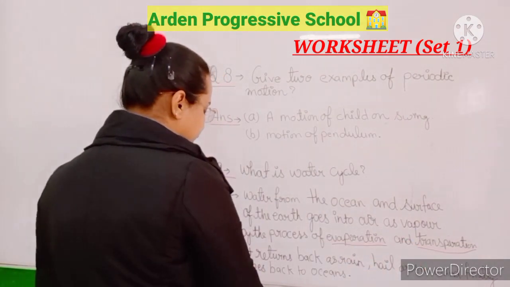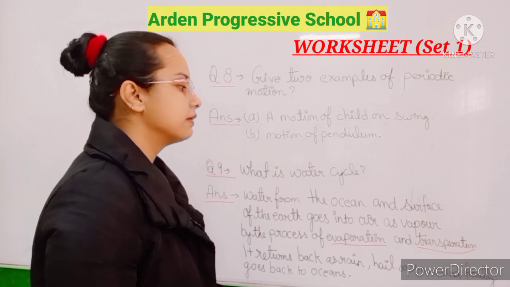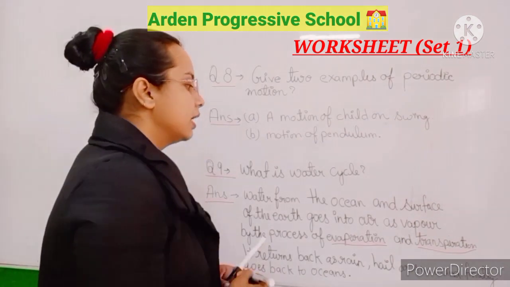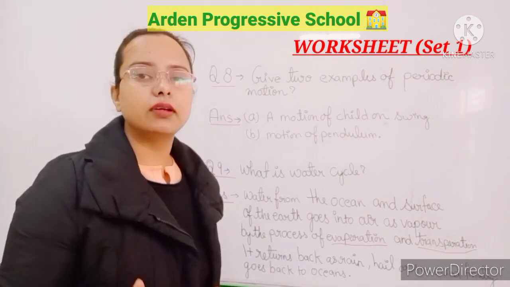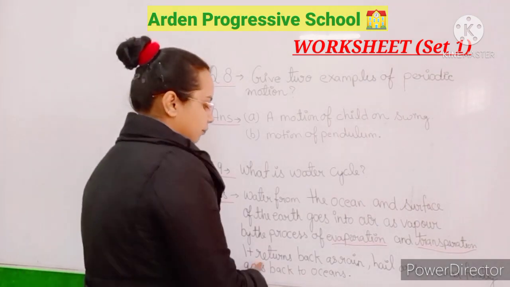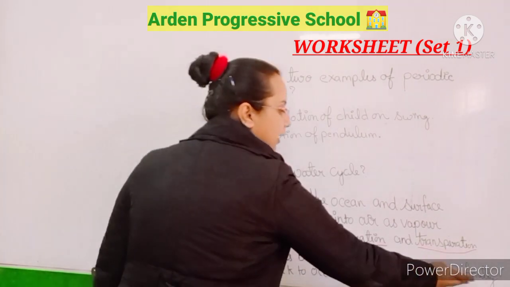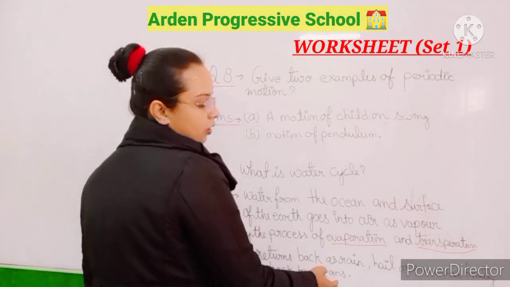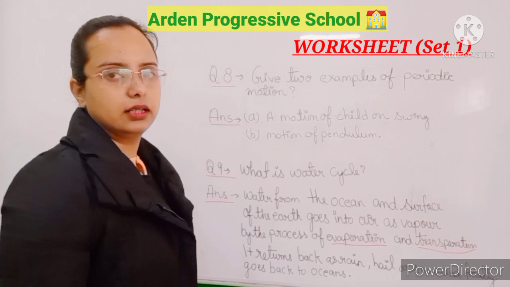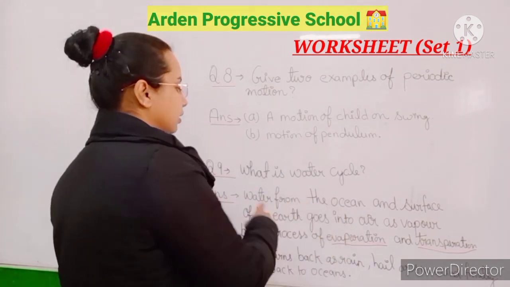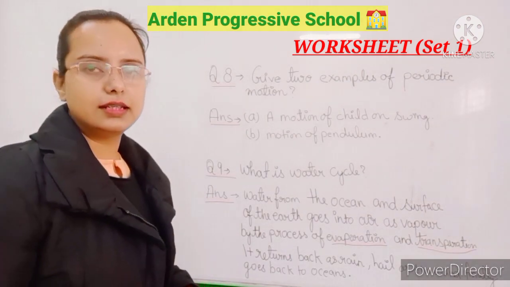Then finally it returns back as rain. When the water gets evaporated or transpiration is taking place, then cloud formation happens. Then when the clouds get heavy, it is precipitated. It returns back as rain, hail or snow, and finally goes back to the oceans. Then again from the ocean evaporation takes place and then rain. Like this the water cycle works. So this is the water cycle. Now let's move to the next question.